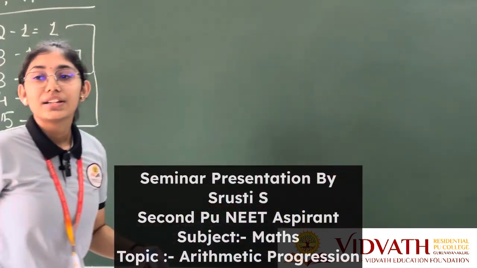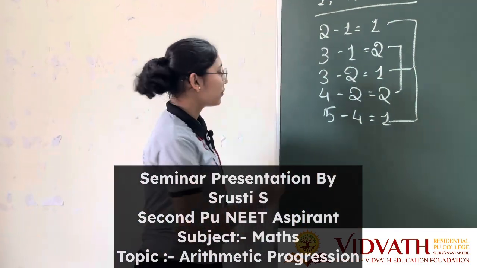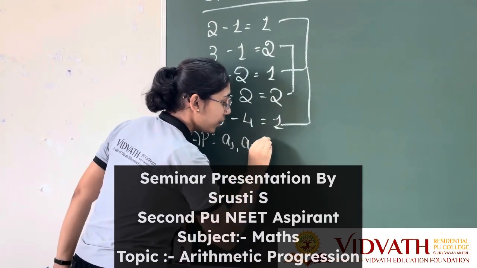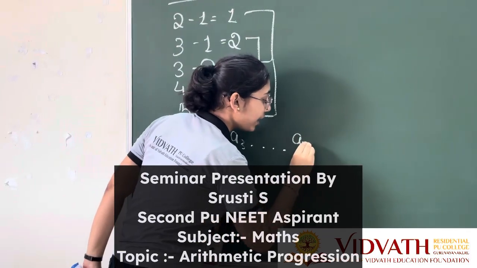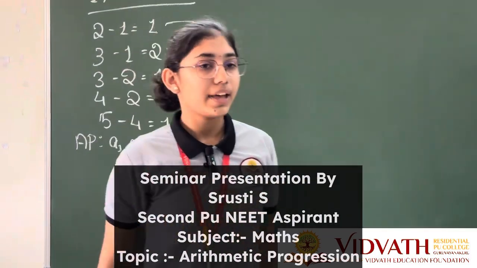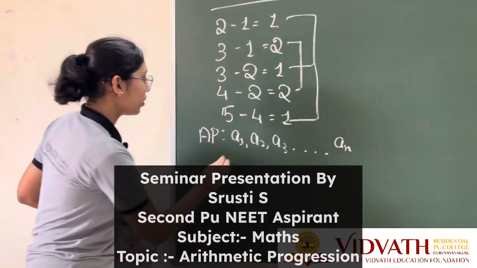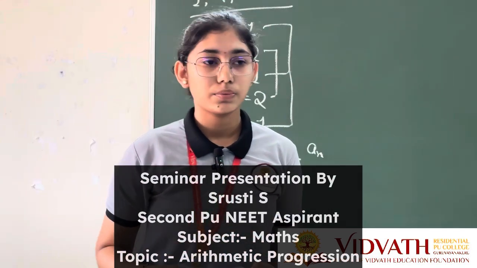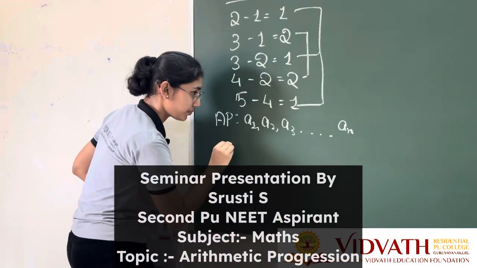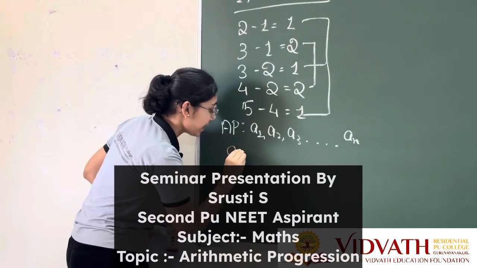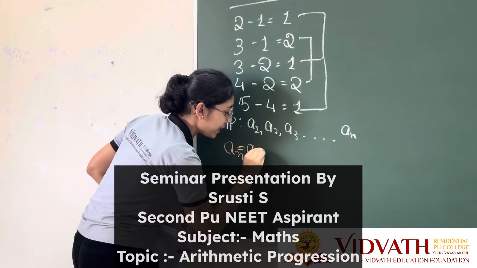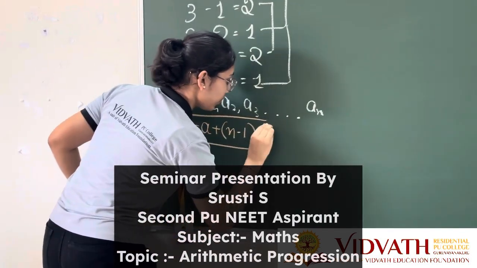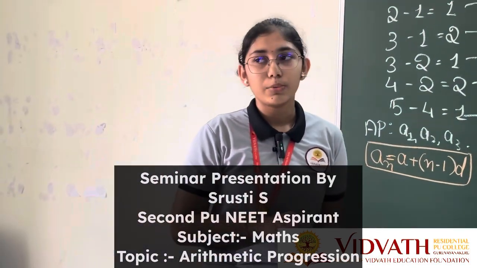Yes. We can write arithmetic progression in general form, that is A1, A2, A3 and so on till AN, where AN represents the nth term of the AP. Do you know what's the nth term of the AP? The formula, the equation. Yes. AN is equal to A plus N minus 1 into D. This is the equation for the nth term of an AP.